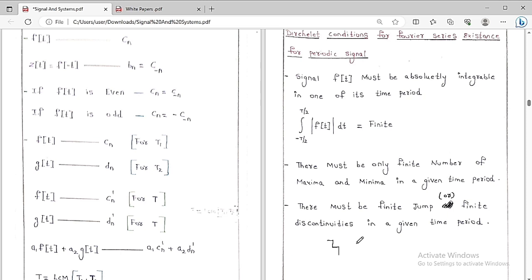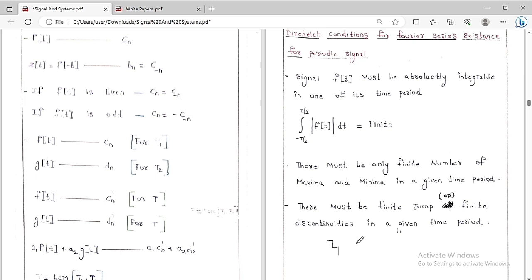Suppose we take some periodic signal f of t. First you have to see whether the signal f of t satisfies these conditions or not. So what is the first condition? In a given time period, you should do the absolute integral of the function f of t, and you should get a finite value. And in a given time period, it should have a finite number of maxima and a finite number of minima, and also you should check whether it has a finite discontinuity or finite jump. All these three conditions you need to check. If all three conditions are satisfied, then definitely we are going to get the Fourier series expression for the periodic signal.